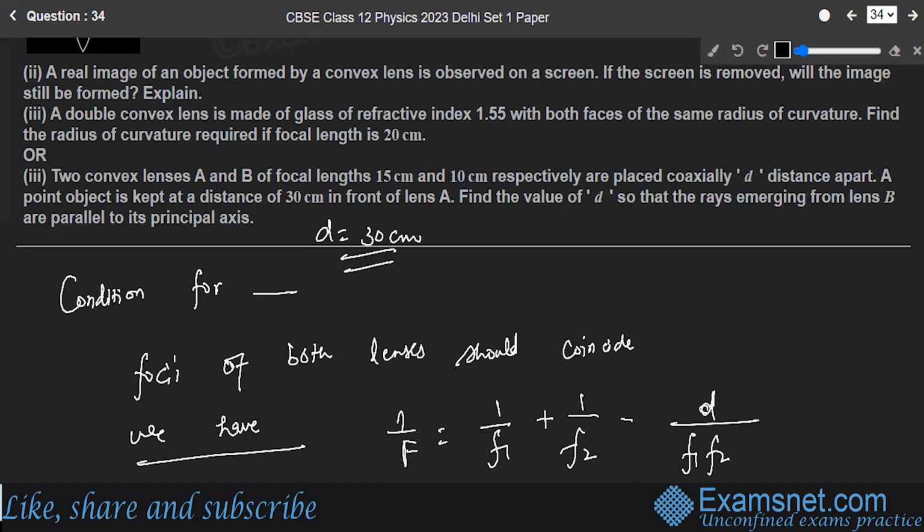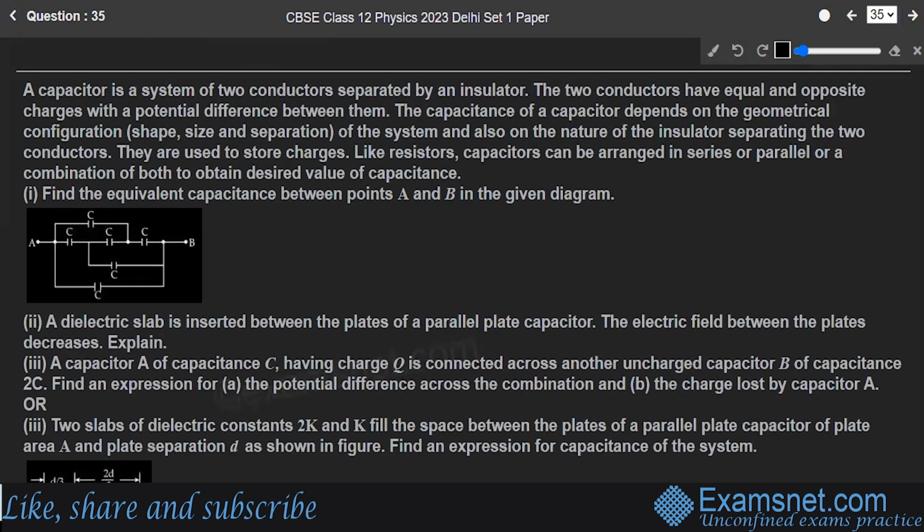So let's move to the last question of the paper, question number 35. A capacitor is a system of two conductors separated by an insulator. Two conductors have equal and opposite charges with a potential difference between them. The capacitance of the capacitor depends on the geometrical configuration, that is shape, size, separation of the system, and also on the nature of the insulator separating the two conductors. They are used to store charges like resistors. Capacitors can be arranged in series or parallel or a combination of both to obtain the desired value of capacitance.